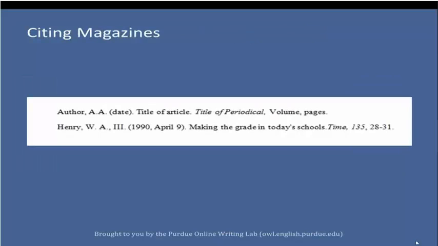Cite magazines by listing the author's name, last name first, followed by first and middle initials and a period. Indicate the date the article was published in parentheses, noting the year first and then the month and day. Then include the title of the article, followed by a period. Italicize the title of the periodical, followed by a comma. List the volume number, followed by a comma, and the inclusive pages, followed by a period.